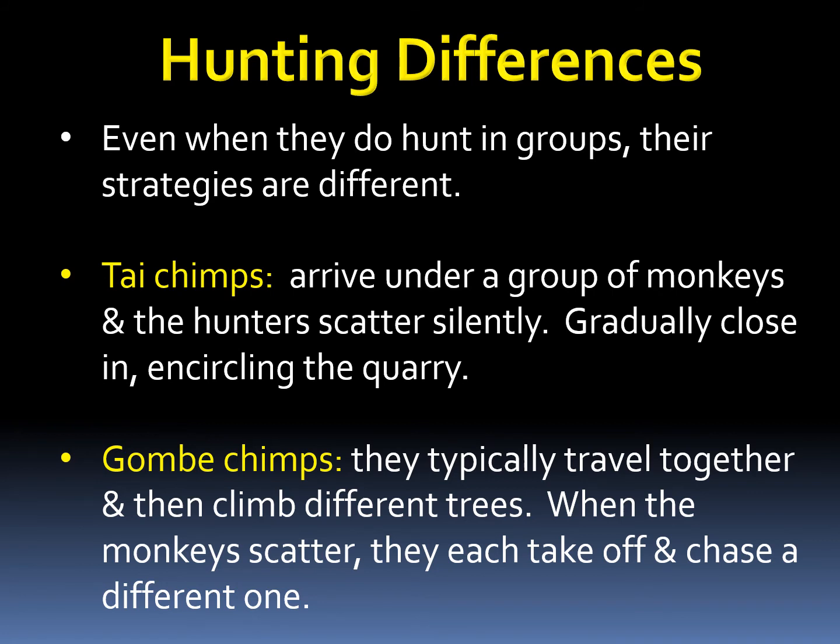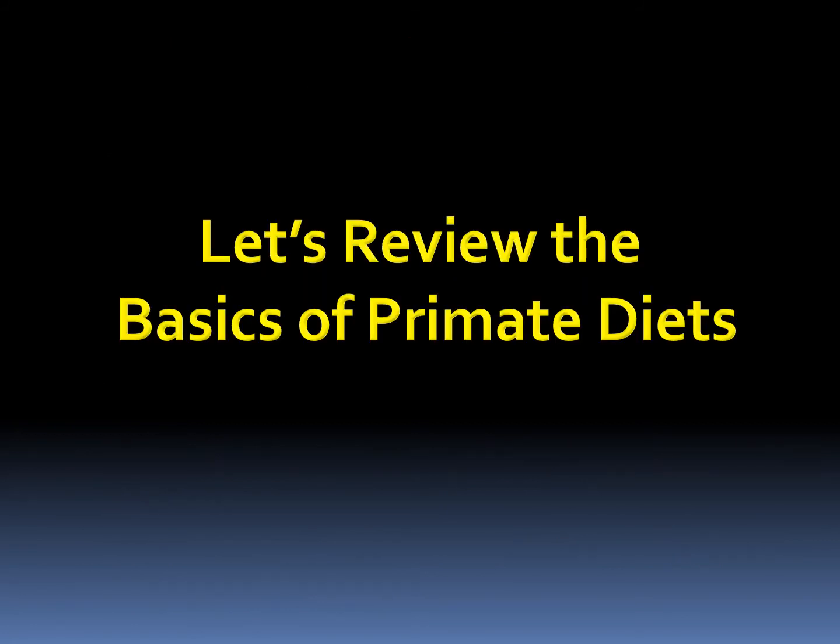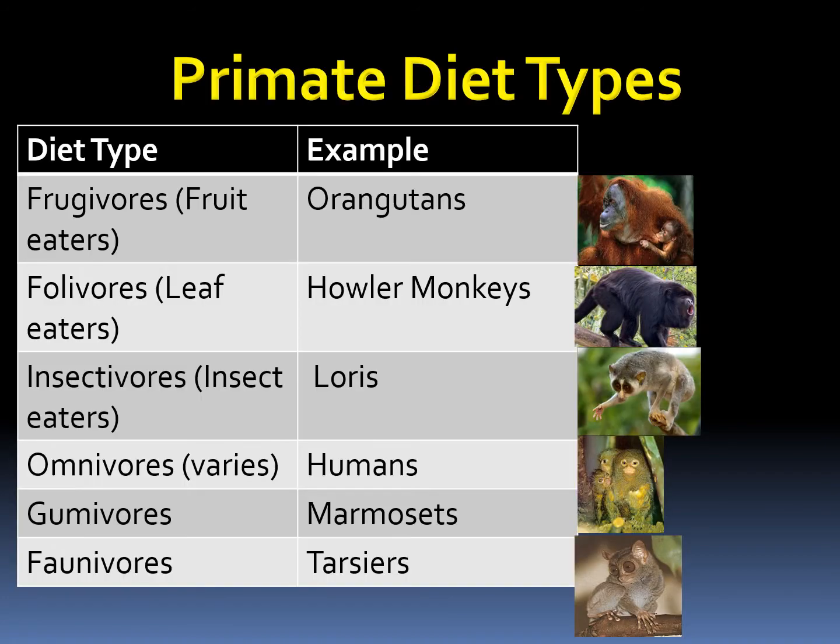So let's switch gears here and review the basics of primate diets, which some of your lab activities will address as well. In terms of primate diets, of course, you have frugivores, which are fruit eaters, right? We've talked about all this before. Folivores, which are leaf eaters, insectivores, which are insect eaters, omnivores, which vary, gummivores like marmosets, and faunivores like tarsiers. And faunivores, essentially, will eat anything that's smaller than they are.